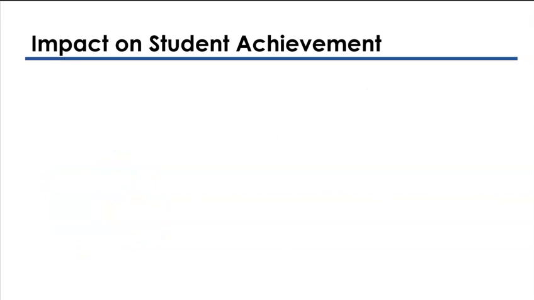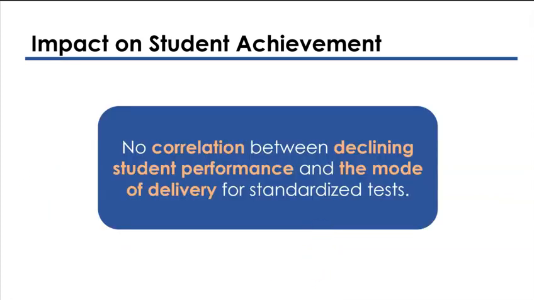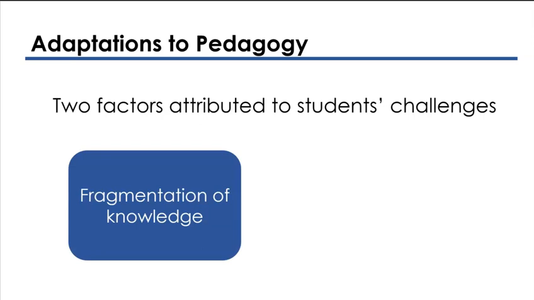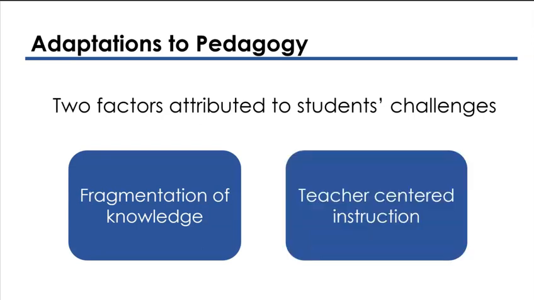In contrast, some researchers found no correlation between declining student performance and the mode of delivery for standardized tests, suggesting that additional factors could be affecting student performance. Which brings us to the final section of the review. There are currently two factors attributed to students' challenges with online high-stakes testing. According to Wayne Au and John Polsel, one of those factors is the fragmentation of knowledge and teacher-centered instruction.